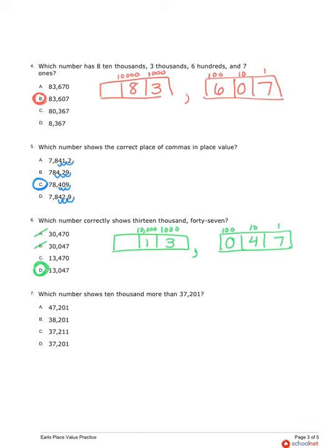Now let's look at number 7. Which number shows 10,000 more than 37,201? So let's put this in our place value chart. And it wants us to add a 10,000. So I'm going to add 1 to the 10,000s place. So that would be 47,201.